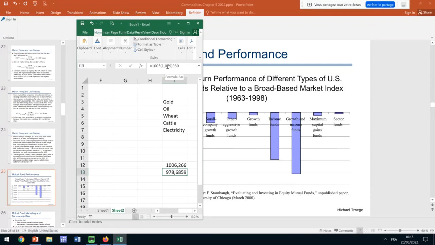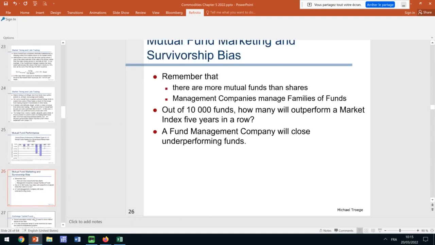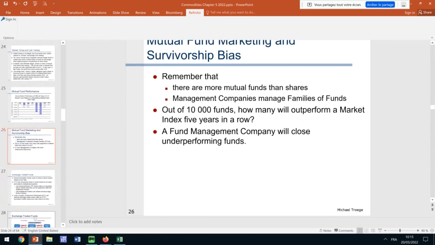So people are moving more and more from actively managed funds into so-called passive funds or index funds, simply because more and more people realize that actively managed funds cannot beat the market. Okay, why is it so?